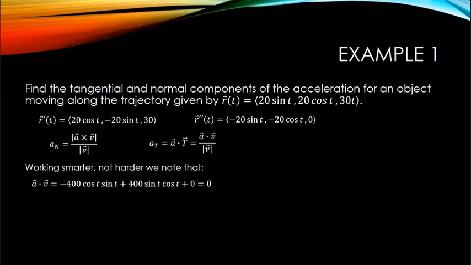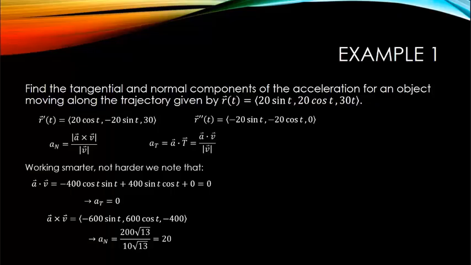If I happen to notice that the dot product of the acceleration and the velocity is equal to 0, I can immediately conclude that my tangential component of the acceleration is going to be equal to 0, and this is going to simplify my work quite a bit. Then if I note that A cross V is equal to negative 600 sine t, 600 cosine t, and negative 400, I can immediately conclude that the normal component of the acceleration is going to be equal to 200 times the square root of 13 over 10 times the square root of 13, or 20.